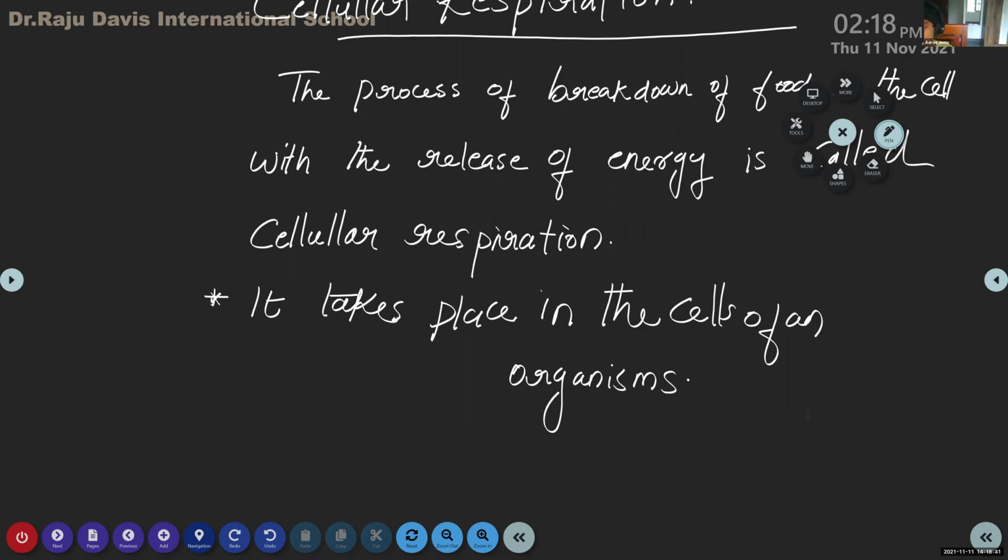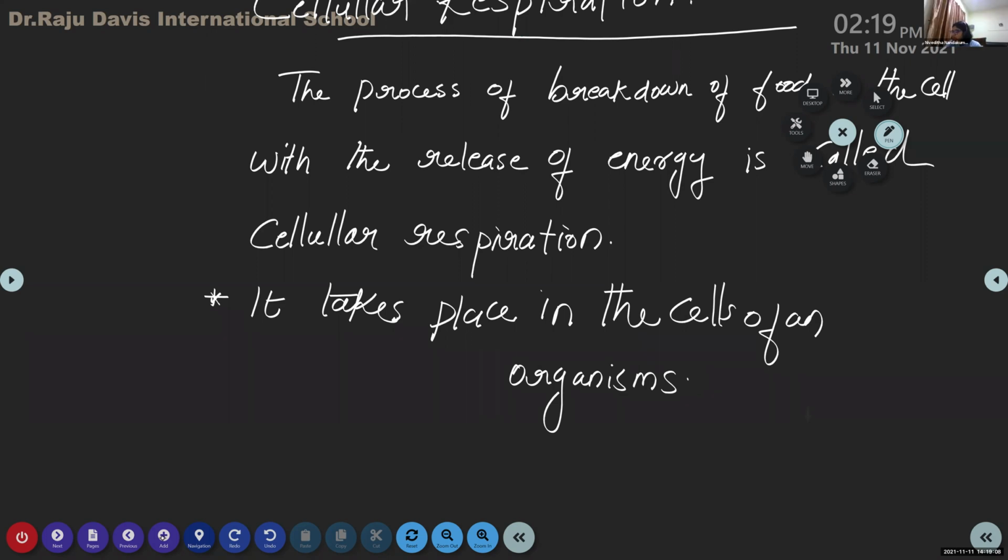But then what do you mean by respiration? Is it the exchange of gas? No. What do you mean by respiration? Respiration is the process of releasing energy from the food. The process of releasing energy from the food is known as respiration. Okay. And how is the energy released from the food?